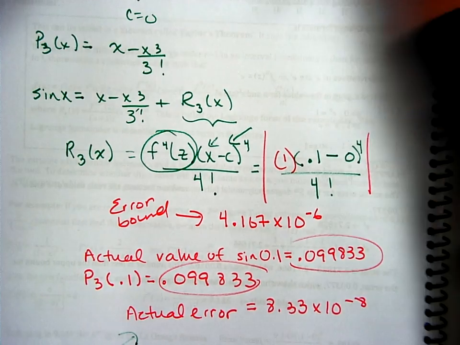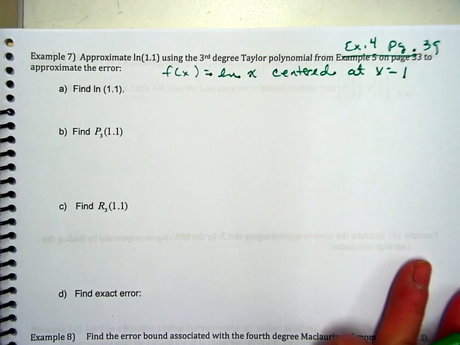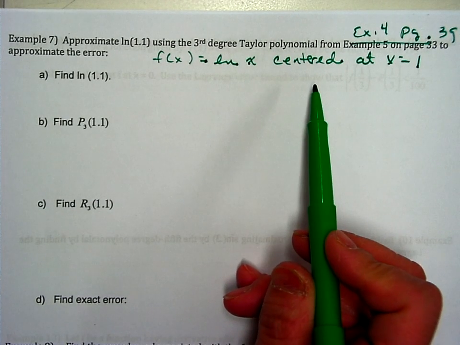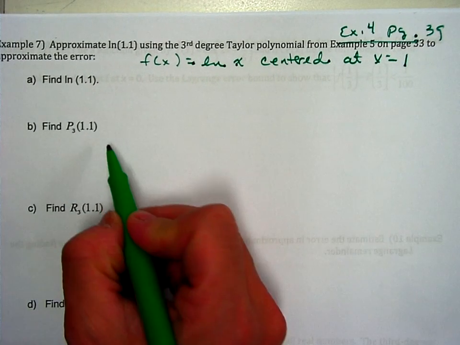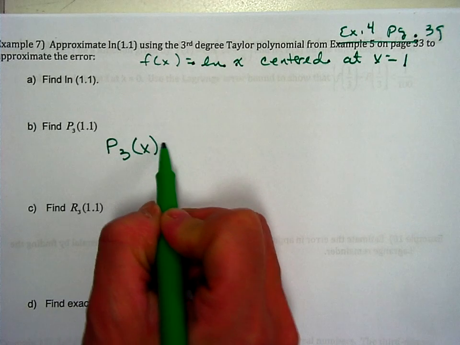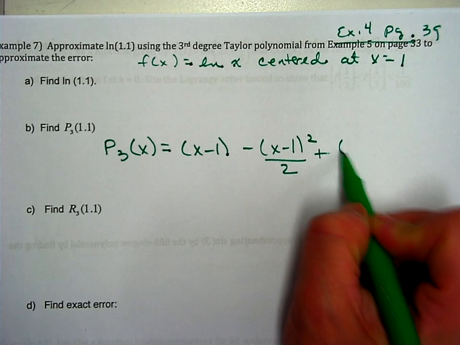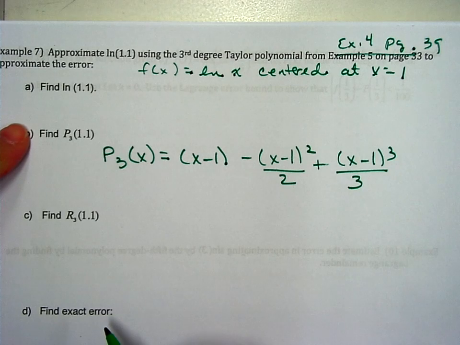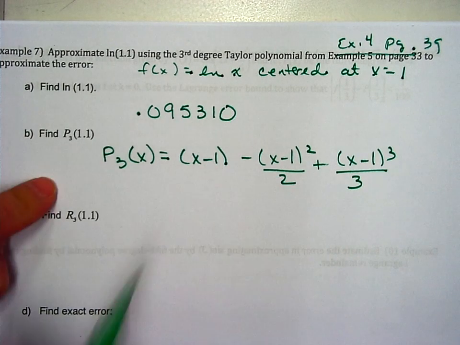Okay, let's try another example, and maybe an example that is not sine or cosine. Okay, there's a typo in this next problem. Let's try to find the error associated with natural log of x, centered at x equals 1. And we did this previously on page 39, example 4. And we already came up with the polynomial if we look back, so I won't go through that again. And this is the polynomial that we came up with. And I went through and reduced the factorials. So this is what we came up with. Okay, the actual value of natural log of 1.1 is 0.095310. So let's see how good this approximation is.